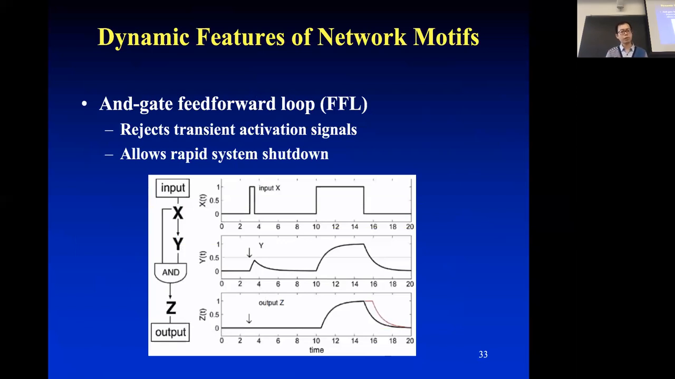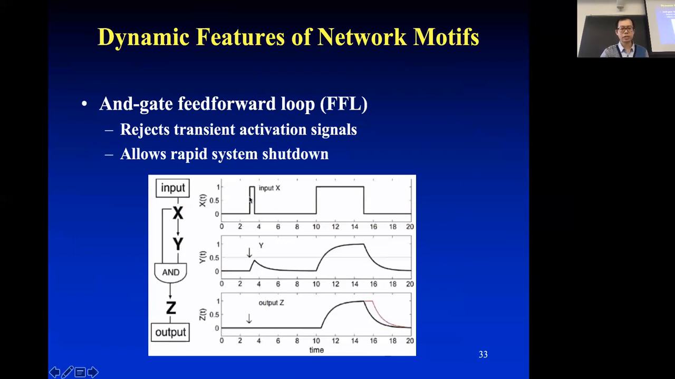Then why do we want this feed-forward loop? There are at least two important attributes of it. The first is that it can work as a filter of the signal. For example, if X receives a signal from outside, like sensing how many resources there are in the environment.